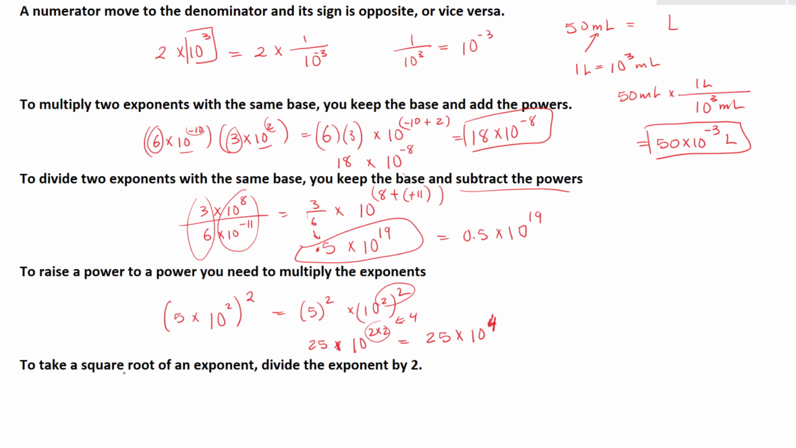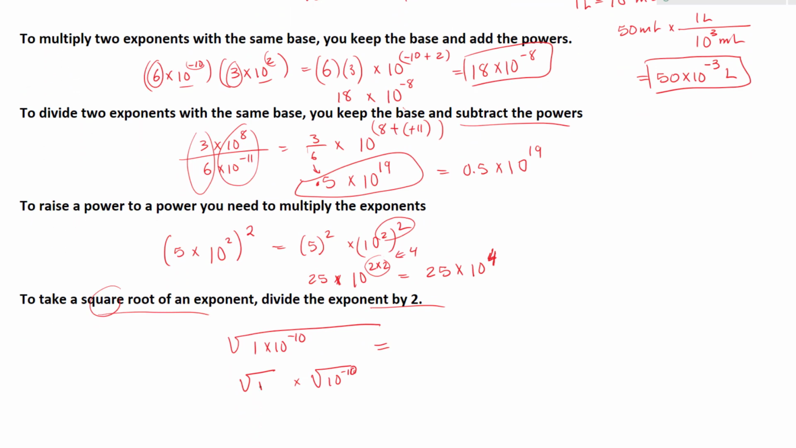Now let's go to the last rule, the opposite, where we take the square root. For the square root, instead of squaring, we have to divide the exponent by 2. So here's a common one: we always have 1 times 10 to the negative 10. We can break it down: the square root of 1 times the square root of 10 to the negative 10. The square root of 1 is 1. Then we divide the exponent by 2. Negative 10 divided by 2 is negative 5, so 10 to the negative 5. And that is our answer right there.